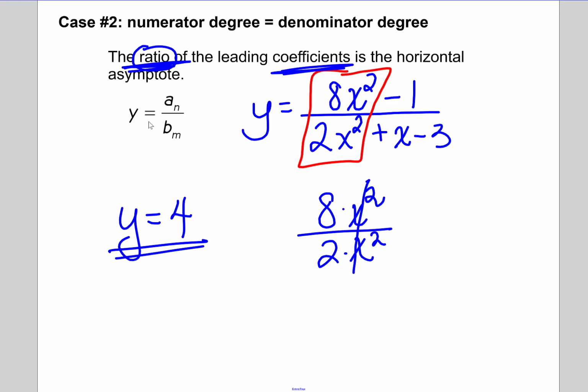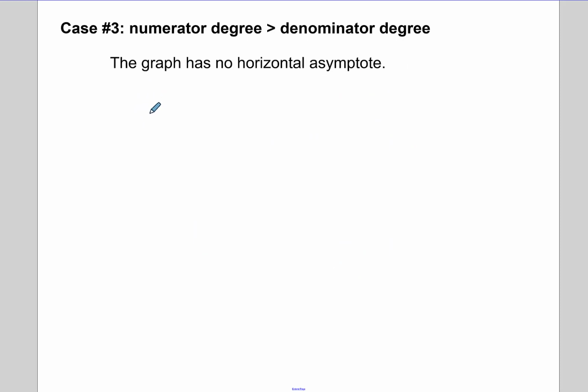Then case 3 from Algebra 2 was when the numerator degree was larger than the denominator degree. In that case, you had no horizontal asymptote, but you could possibly have a slant asymptote, and that's called either a slant or oblique asymptote.